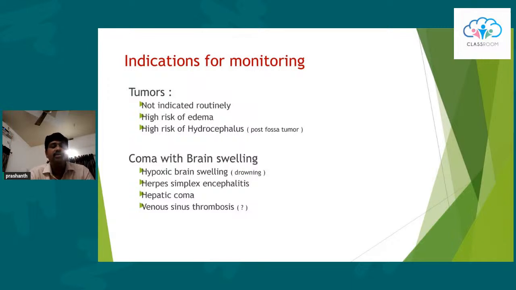Indications in other diseases like tumors are not routine. However, it may be used when there is an associated risk of malignant cerebral edema, or there is a risk of hydrocephalus, particularly in posterior fossa surgeries. Any cause for coma or severe cerebral edema, ICP monitoring may have some value, particularly in targeting the therapeutic thresholds.